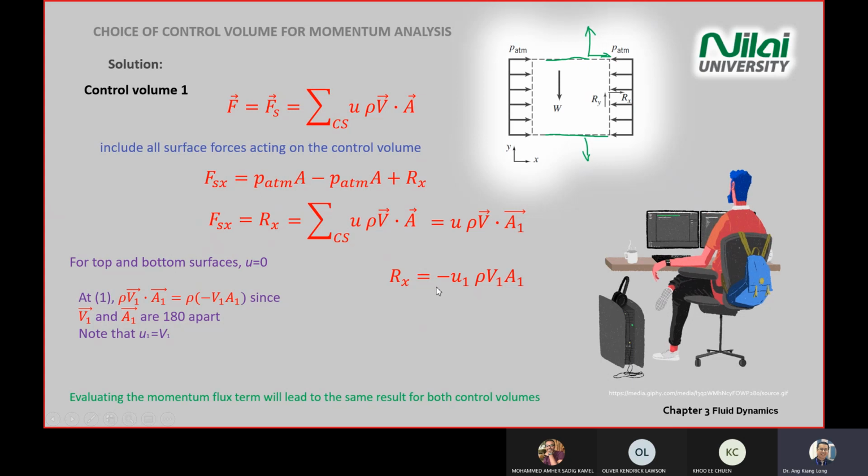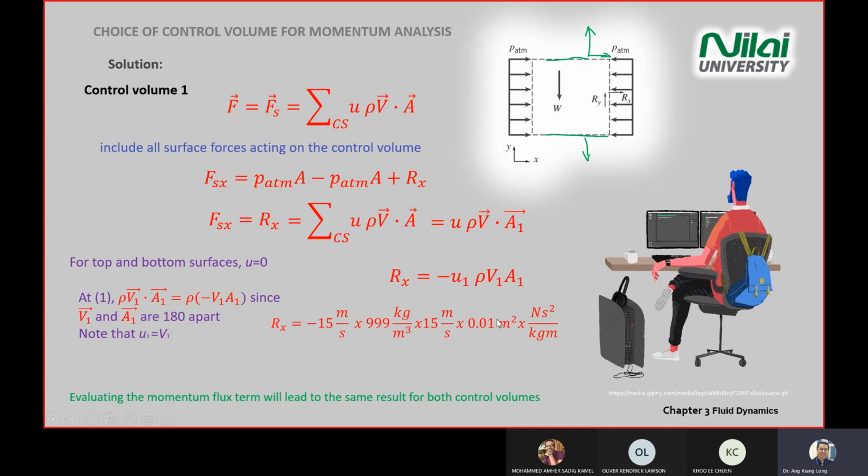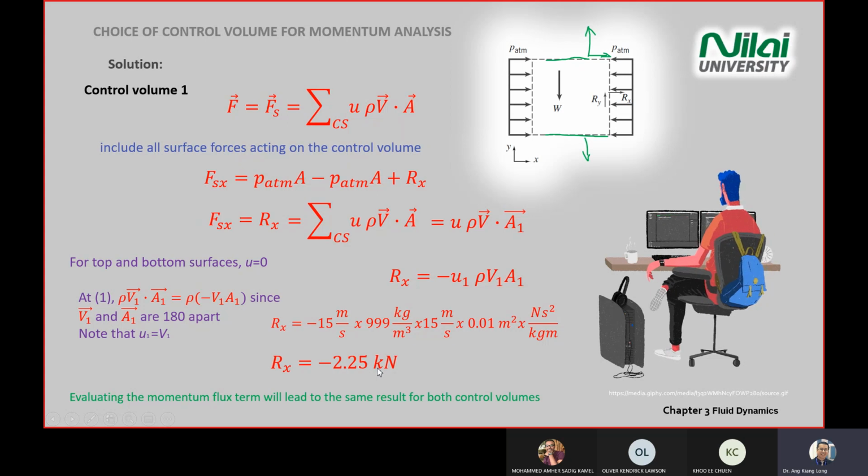I can write this equation as negative u1 rho v1 A1. At this point, you should know why there's a negative there for point number 1. Then the rest is just substitution of all the parameters. U is given, rho is given. If not given, you refer to Appendix A. For water, it will be 999. Velocity 15. A is given. So you calculate, you get negative 2.25 kilonewton.